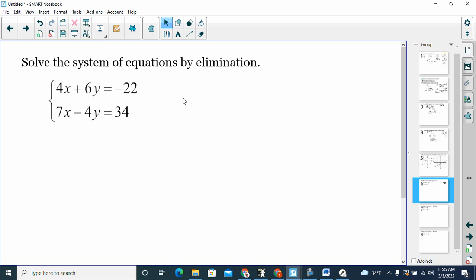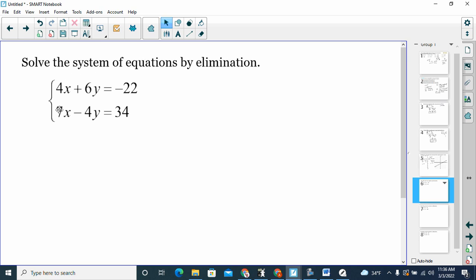So here we're asked to solve this system by elimination. We're given 4x plus 6y equals negative 22 and 7x minus 4y equals 34. When we solve by elimination, we want to add the two equations together so that one of the variables eliminates. 4x and 7x don't eliminate, 6y and minus 4y don't eliminate. So we do want to multiply an equation by something.